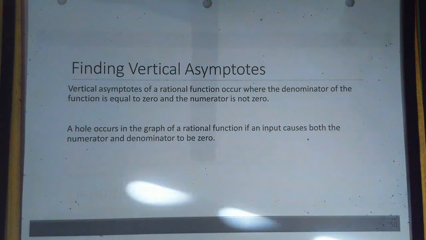However, if we have the case where both the numerator and denominator are equal to 0, then we get what's called a hole. And this hole occurs in the graph of a rational function if an input causes both the numerator and denominator to be 0. So if there's a value of x that would make both the numerator and the denominator equal to 0, that's just going to be a hole in the graph.